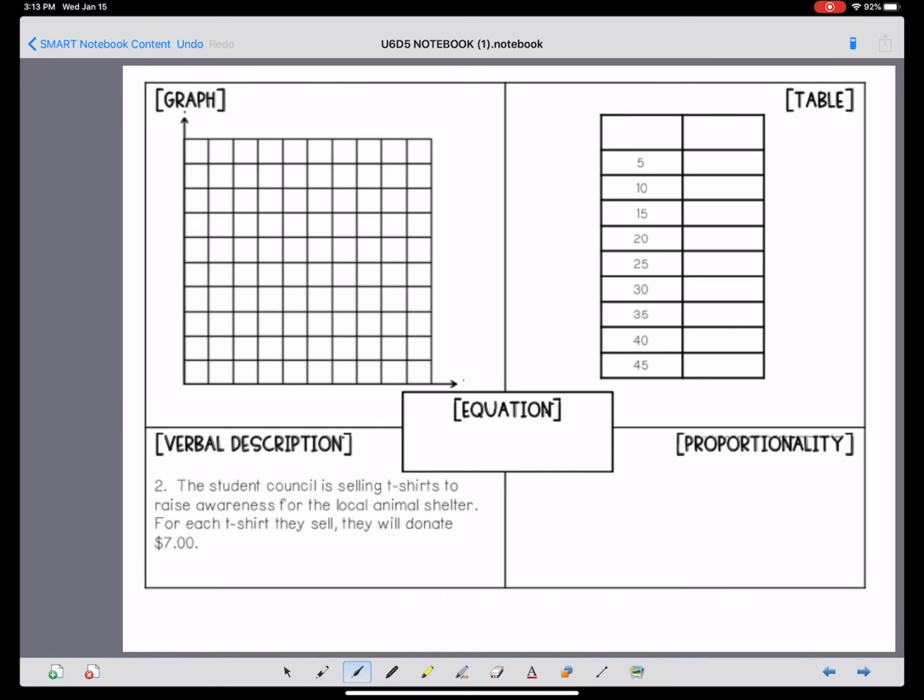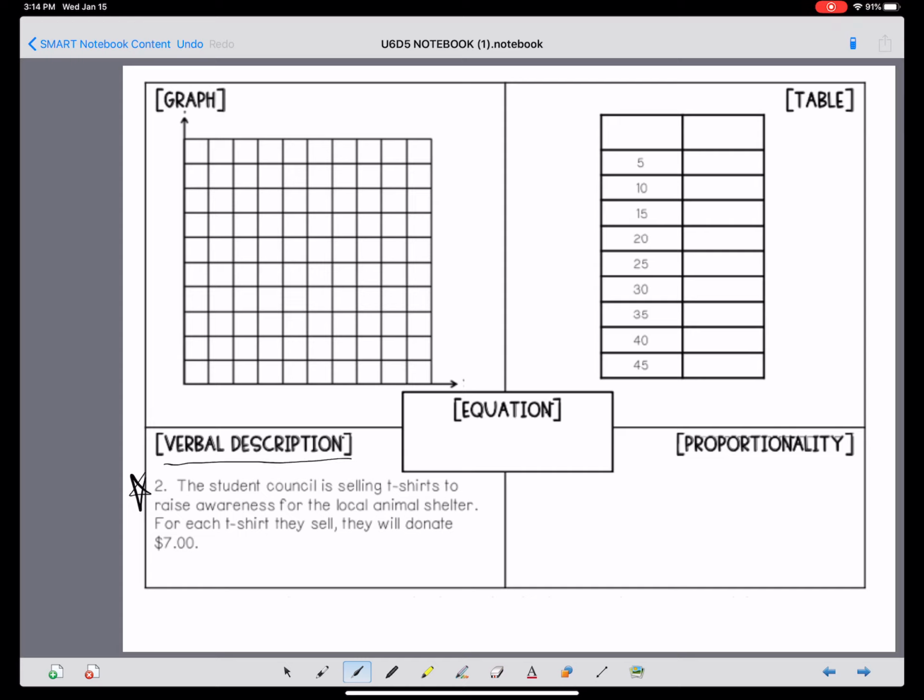All right, next slide. This slide right here, it starts out by giving us a verbal description, and we need to turn that into a graph, a table, and tell why our graph is proportional. So very first, we're going to go ahead and read this verbal description right here.